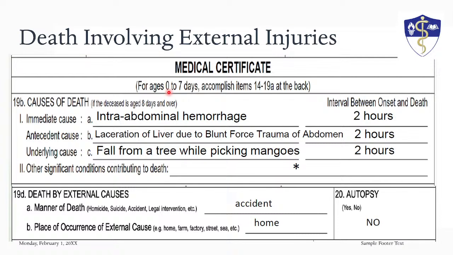And then antecedent cause, you can write two. Laceration of the liver due to blunt force trauma of the abdomen. Okay, sa binubog. Pwede. Or ginamitan ng which cause intra-abdominal hemorrhage? Pwede. If it is due to a homicide.